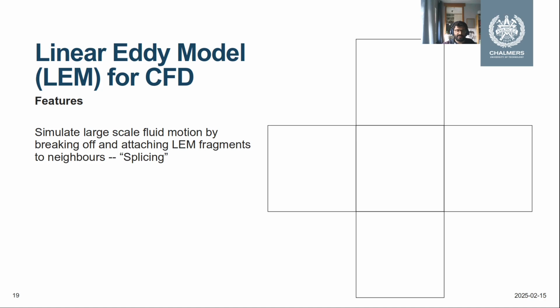When CFD simulates the large-scale fluid motions, this flow of material and information is transferred to the LEM domains through a process known as splicing. For example, if we assume a flow in this direction, we can simulate that by first breaking the LEM domain into small fragments and then attaching these fragments to neighboring domains. Likewise, fragments arrive from other neighbors that bring material and information from those neighbors.